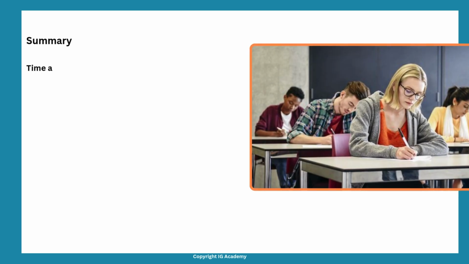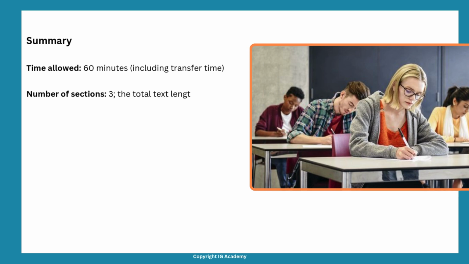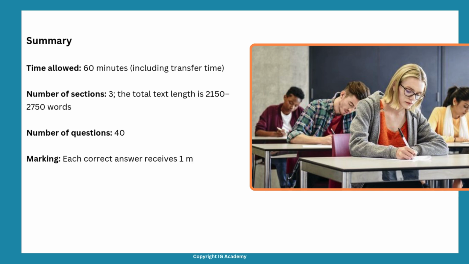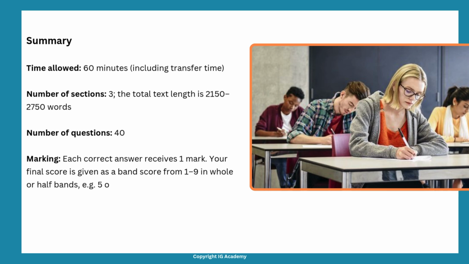The total time allowed for IELTS reading is 60 minutes, including transfer time. The number of sections is 3, the total text length is 2,150 to 2,750 words. The number of questions is 40. Each correct answer receives 1 mark. Your final score is given as a band score from 1 to 9 in whole or half bands, for example, 5 or 6.5.